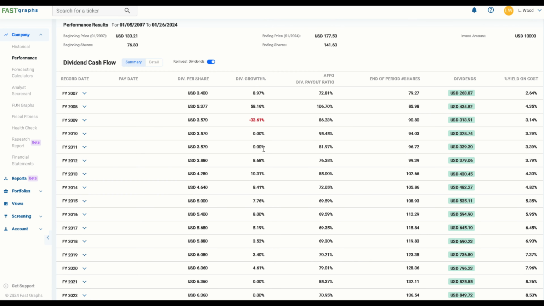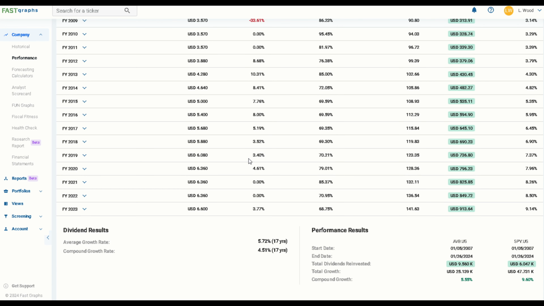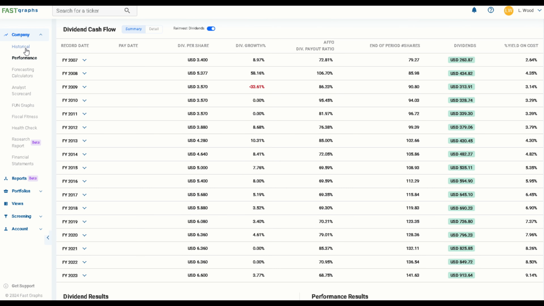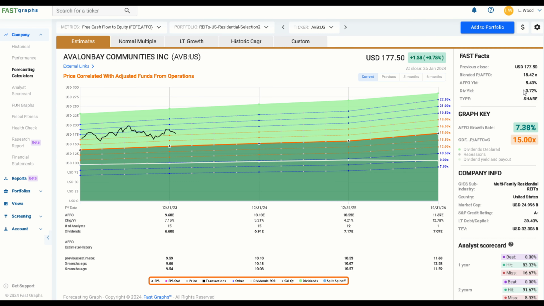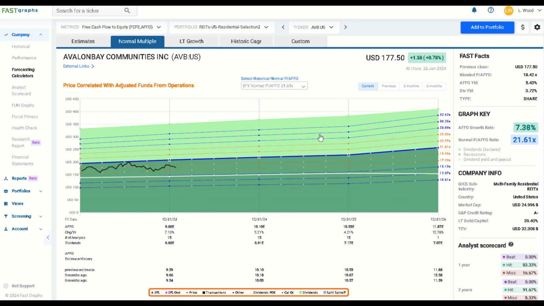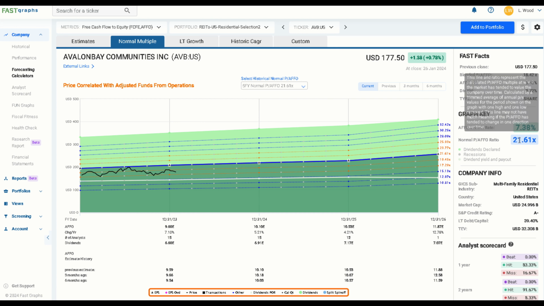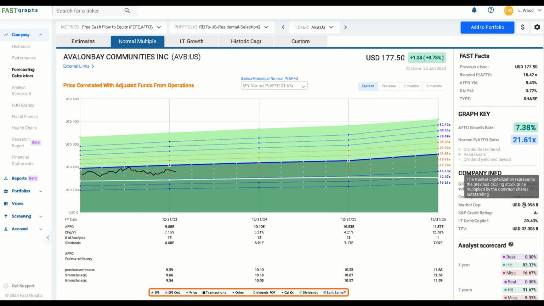Long-term performance, it does have a long history here. We can see in the last few years, they've sort of got low to mid-single digit dividend increases each year. Sort of a 4.5% compounding. And that is on top of the dividend yield of about 3.7, so it's not going to be a huge income earner. If you look at the normal multiple again, I think 21 times is a reasonable multiple. This is a $25 billion market cap, reasonable long-term debt to capital ratio. I do like the S&P credit rating of A-.